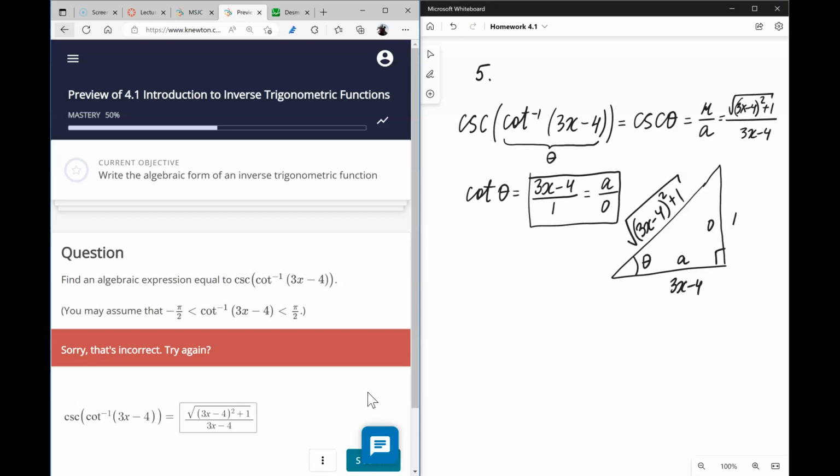Cosecant is, I guess it doesn't help to make these silly mistakes. Cosecant is actually hypotenuse over the opposite side, right? So we divide over 1.